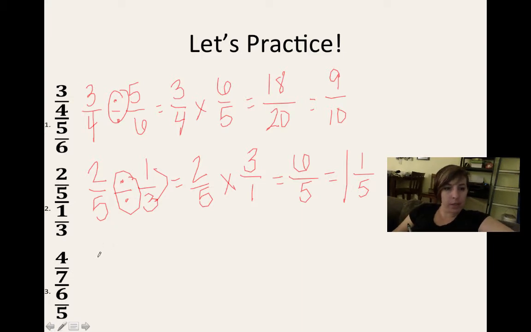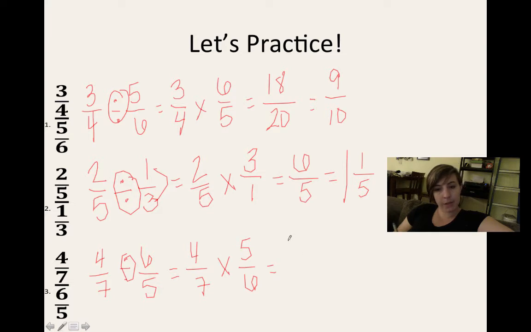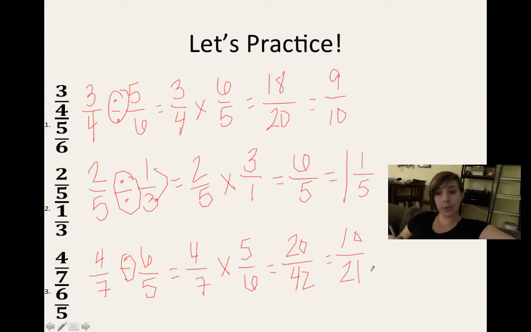Down here, let's see here, 4/7 divided by 6/5. We keep the first fraction, 4/7. We switch the sign to a times, and then we flip that second fraction, 5/6, and then we multiply across. 20/42. We can reduce that, divide each of those by 2. We get 10. 42 divided by 2 is 21. 10/21.